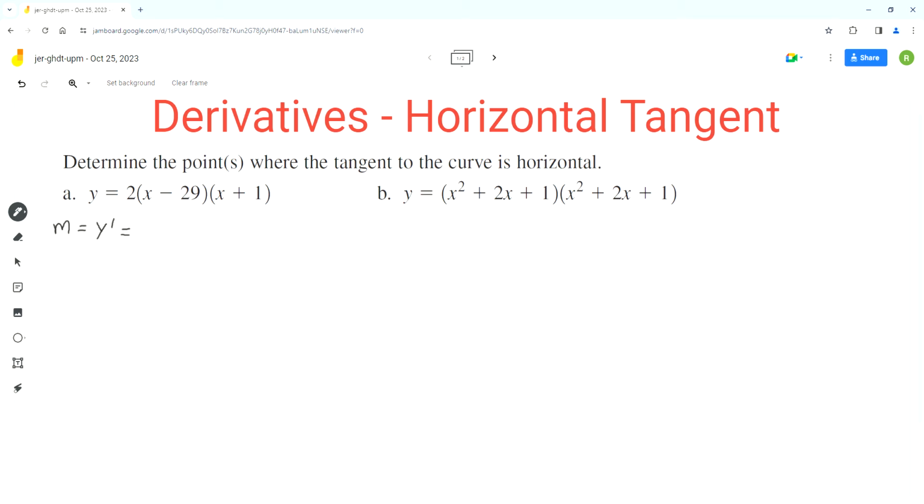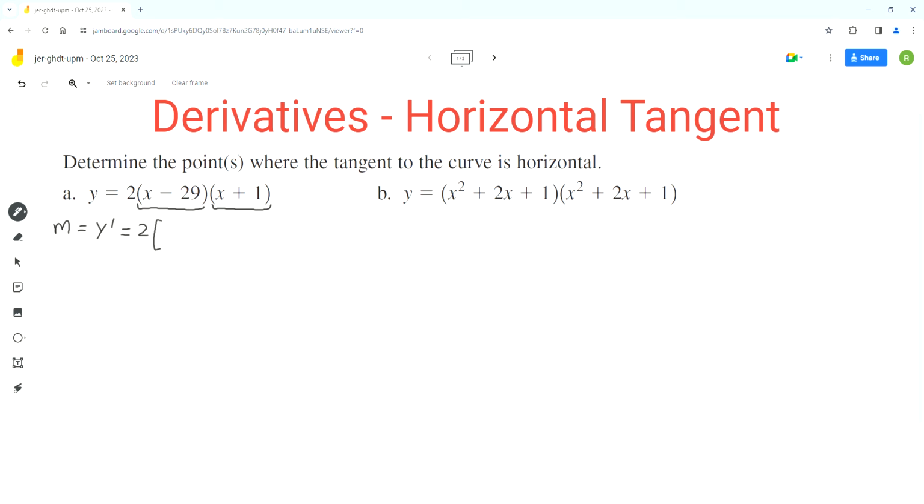Now this given function is in the form of a multiplication of two functions. The first function is x minus 29 and the other one is x plus 1. So we can use the product rule to find the derivative of this function. The coefficient 2 is a constant, so we'll keep it at the front, and then we'll use the product rule to find the derivative of the two expressions in the parentheses.